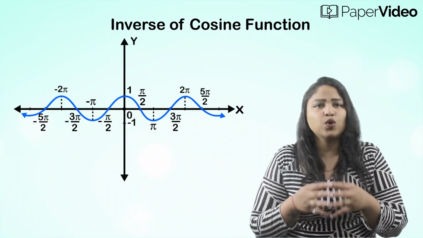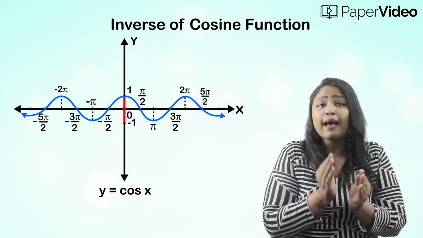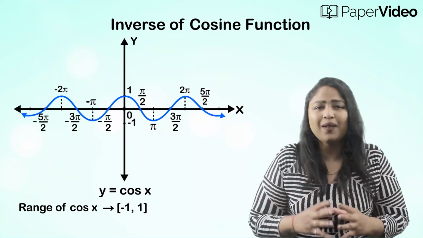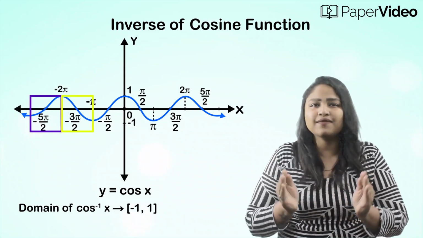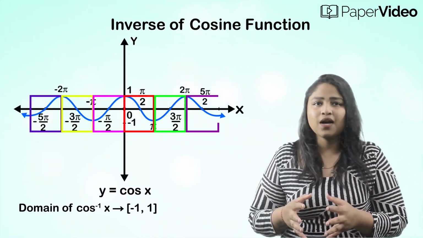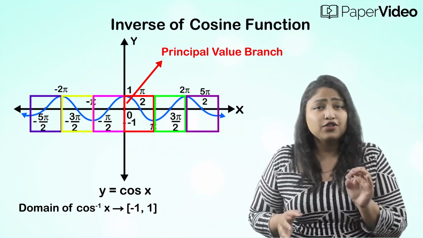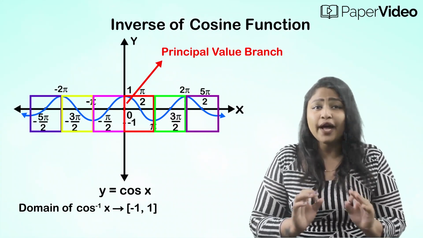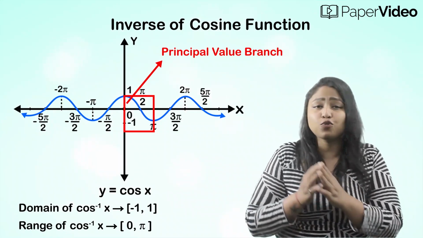If we look at the graph of the cosine function, we can see that the range of cosine function is closed interval -1, 1. So the domain of cosine inverse function will be closed interval -1, 1. And the range of cosine inverse function will be each of these intervals because cosine function is invertible in each of these intervals. Corresponding to each of these intervals, we get a branch of function, and out of these branches, the closed interval 0 to pi is known as the principal value branch. Therefore, the range of the cosine inverse function is closed interval 0 to pi.